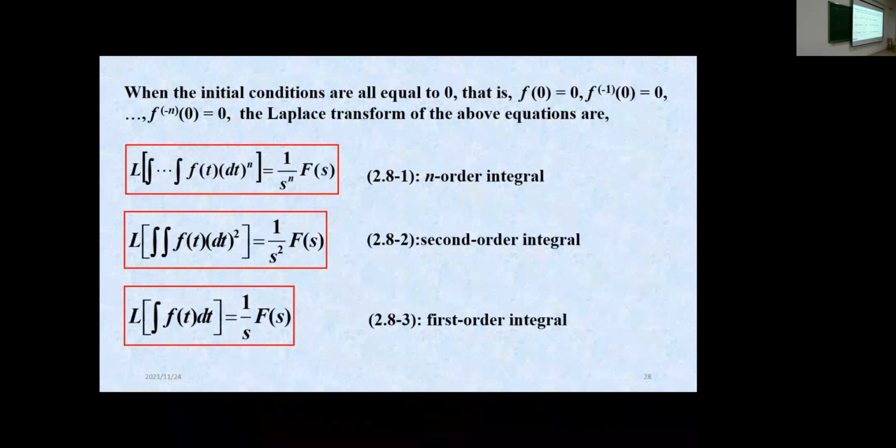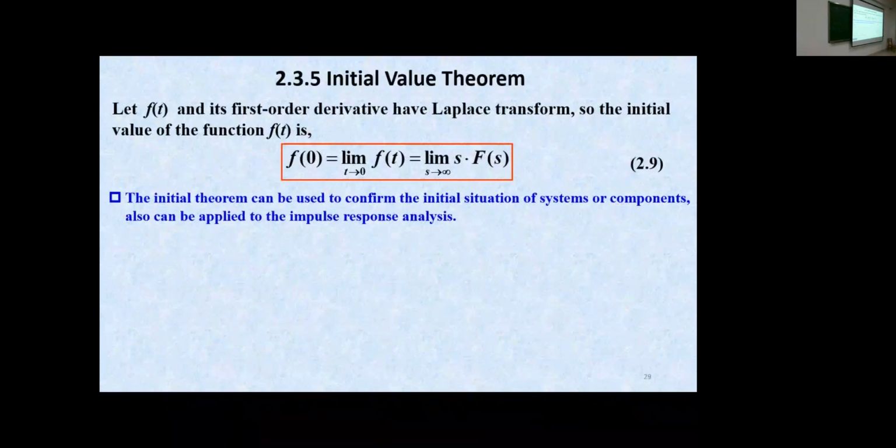The Laplace transform of the above equations is what? Just F(s) times 1 divided by s to the n order, and this holds for the second order and first order. And here, this is a very important theorem and very useful. It's called the initial value theorem.